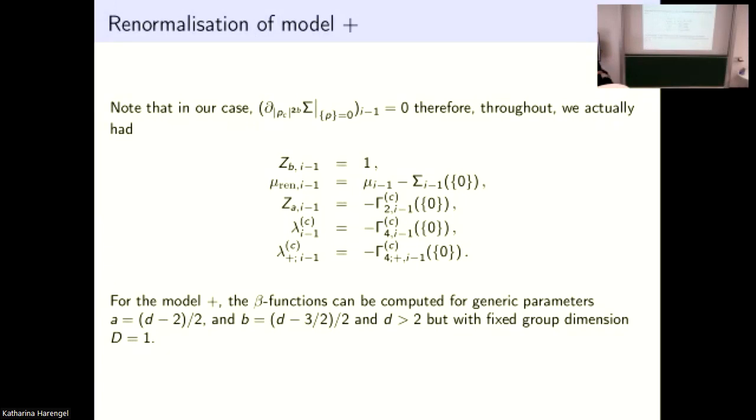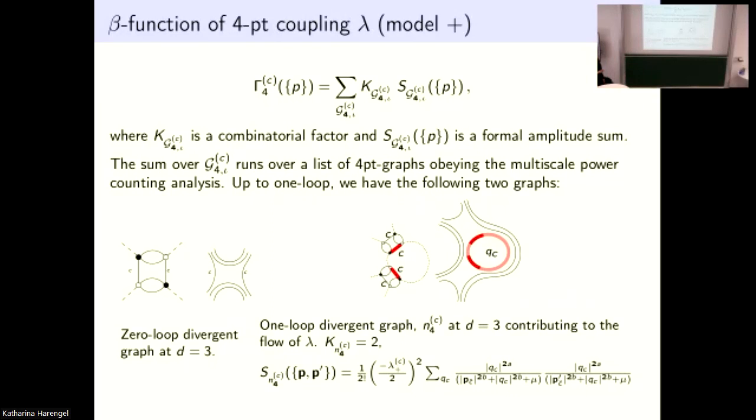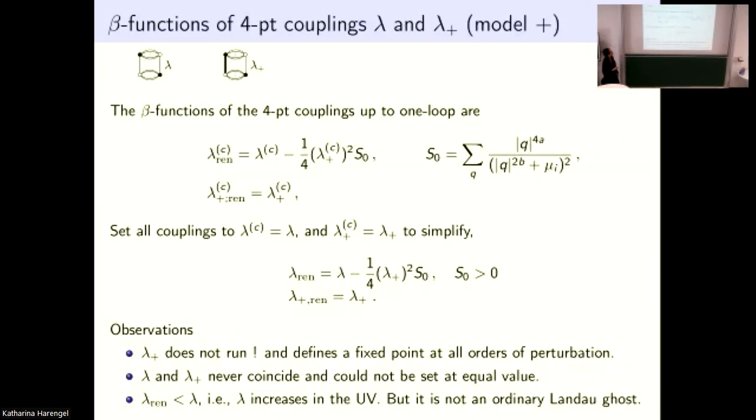For the following analysis, we're going to set the big D to be 1 for simplicity, but you can do it also for the not necessarily 1 case. So if you look at the 4-point coupling lambda, up to 1 loop, you have this graph, the original one, and then the other 1-loop one that we already saw earlier. Here I give you the flow equation for lambda and also for lambda plus.